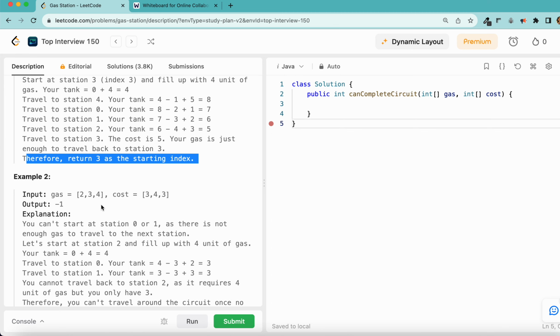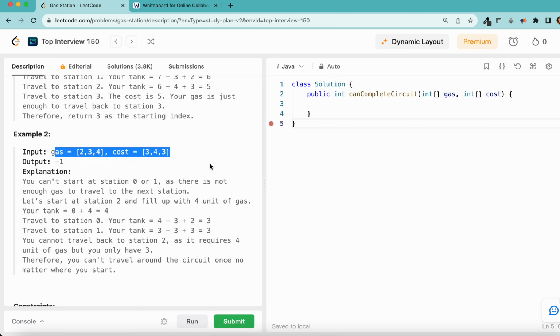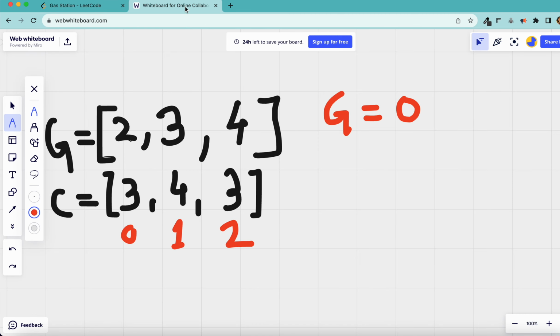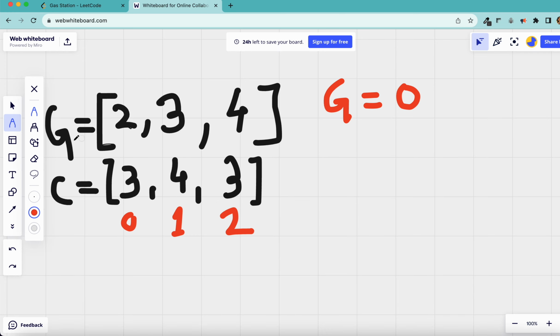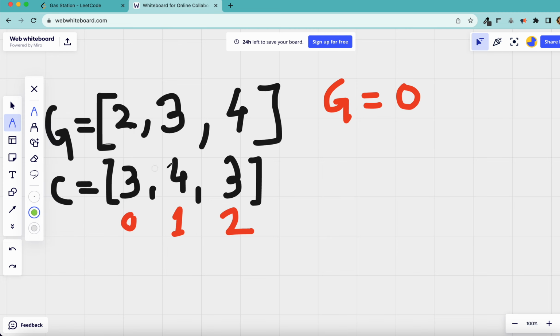Now in this solution, 2, 3 and 4, it is returning -1 because none of them is a feasible solution. Let's understand how none of them is feasible. If you come over here, I have created that example. Now let's take green.